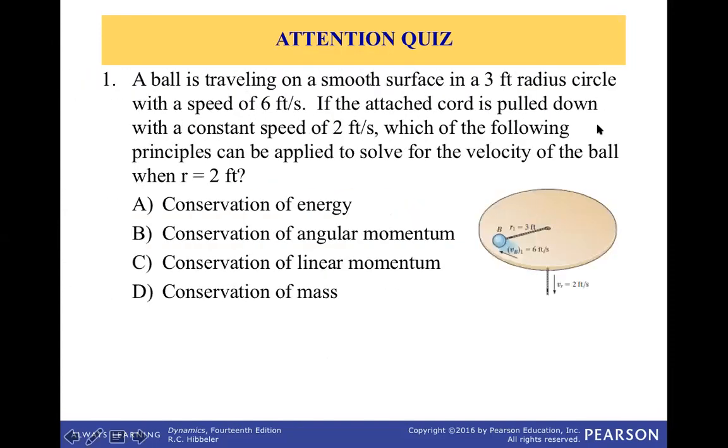This one says a ball is traveling on a smooth surface in a 3 feet radius circle with a speed of 6 feet per second. If the attached cord is pulled down with a constant speed of 2 feet per second, which of the following principles can be applied to solve for the velocity of the ball where r equals 2?